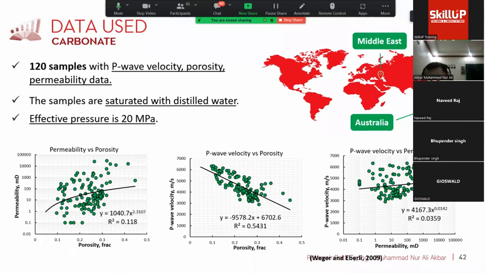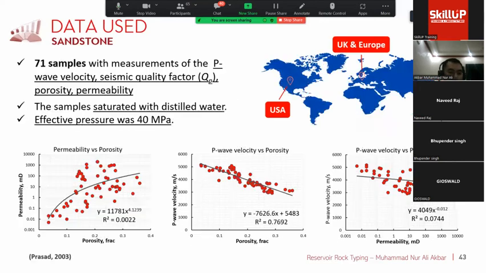We also have sandstone data from different basins, from the UK, from China, and from the US. The similar behavior can be seen: we cannot make a good relation between P-wave velocity and permeability. So what happened?